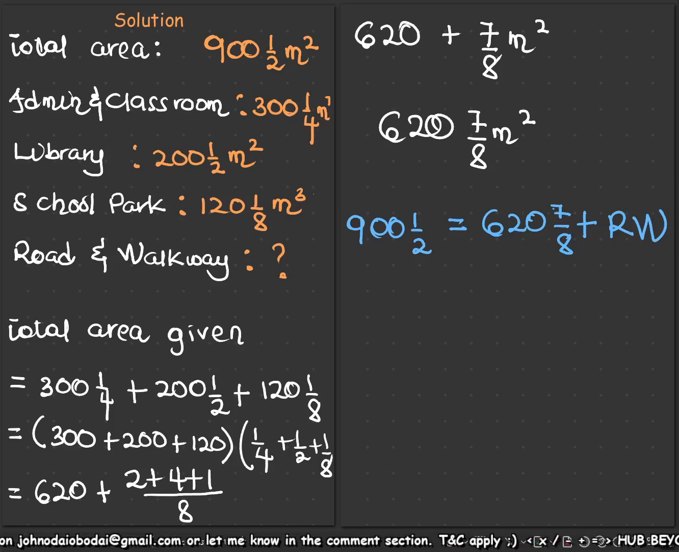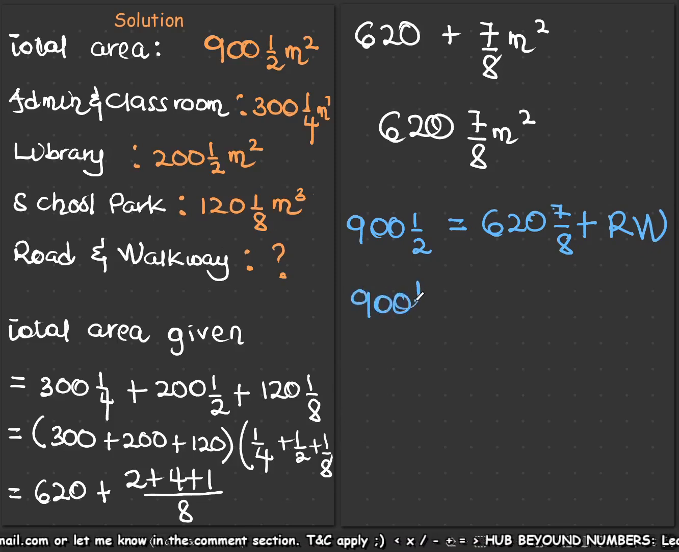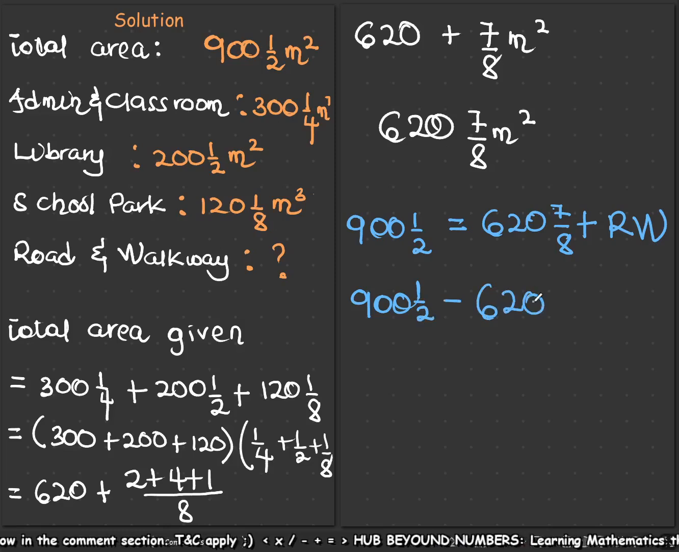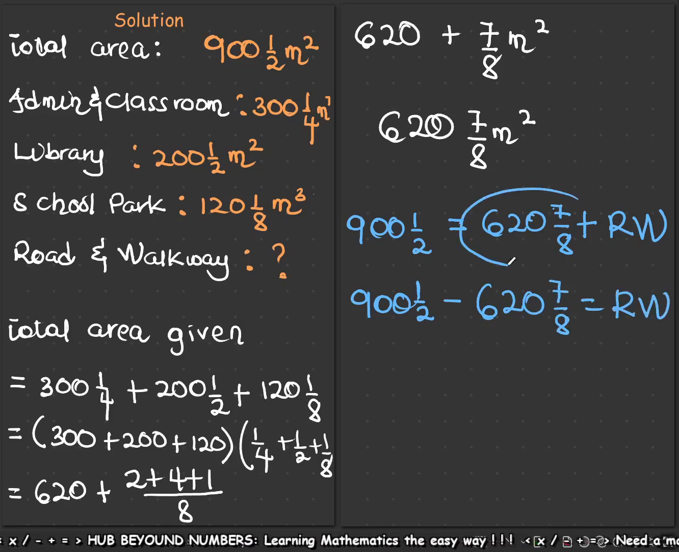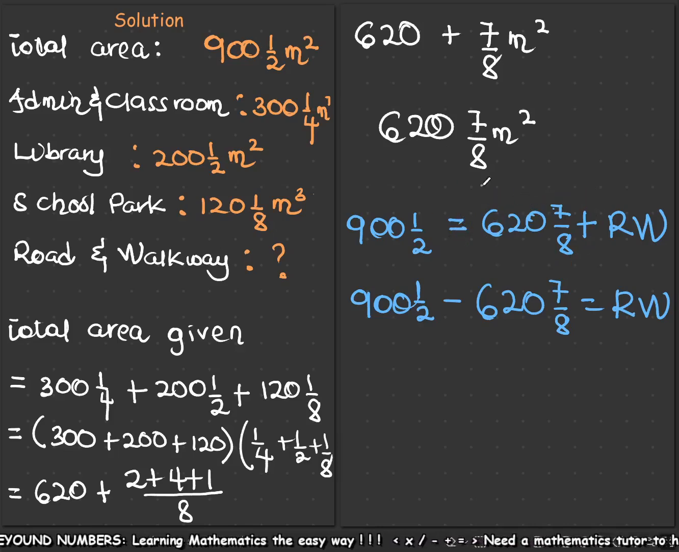So making this the subject, what are we going to do? We are going to get 900 and a half minus 620 whole number 7 over 8 is equal to the roads and walkway. Why minus? We are just moving this to the other side, you see. And since we are moving this to the other side, it needs to change its sign as well.